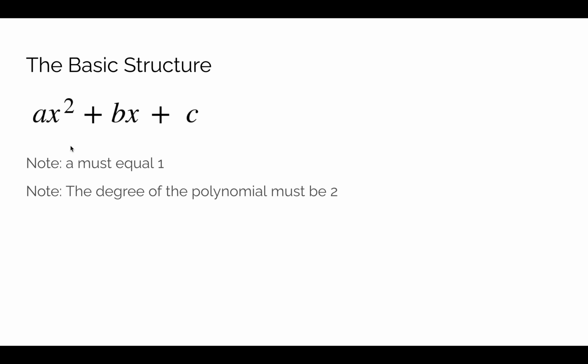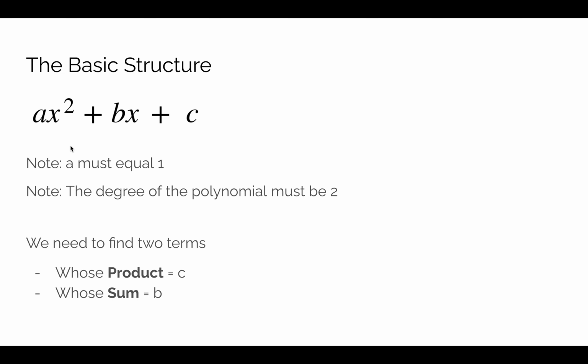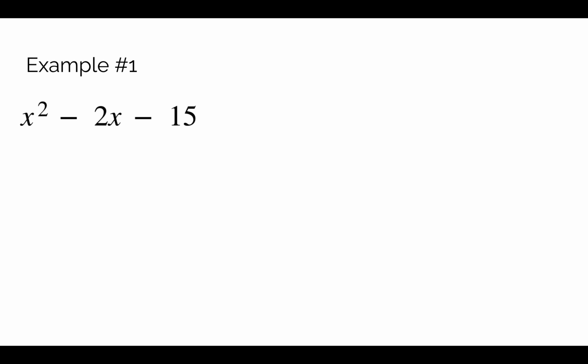Now, in order to factor, we're trying to find two terms whose product is equal to c and whose sum is equal to b. By finding those two numbers, we can then plug them into this factored form, which is x plus or minus a term times x plus or minus the other term. And whether the sign is plus or minus will depend on the product and the sum, which you will see while I'm doing some examples. Now let's go to those examples.